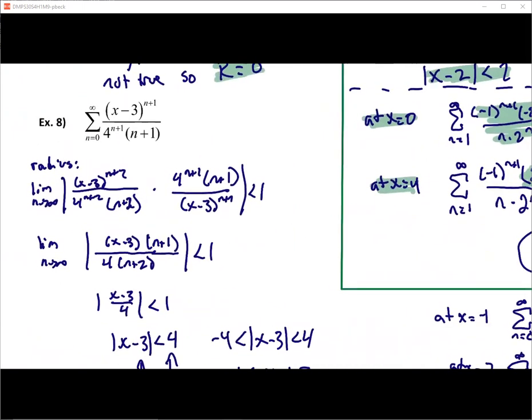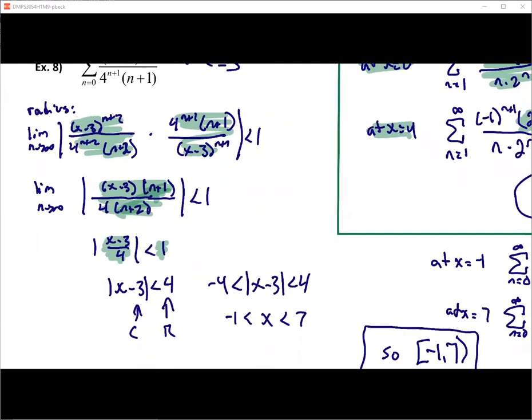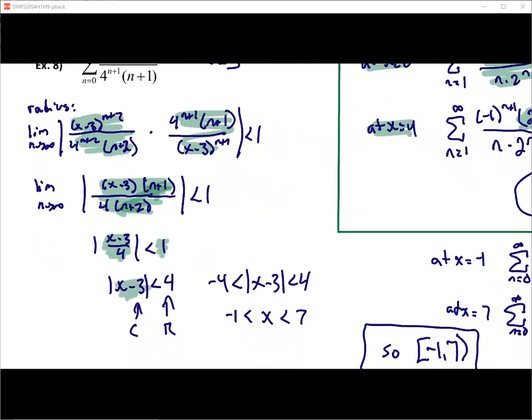On to the next problem, very, very similar. Take the ratio of the next term to the previous term, and let's identify our center just for fun. c equals 3. So then we reduce, find the limit, which we have a(n+1) over a(n), so that limit is 1. Now we take that absolute value less than 1. So once again, our center is 3, our radius of convergence is 4, set up the inequality, and we don't need the absolute values anymore. So then our interval is going to be from -1 to 7.